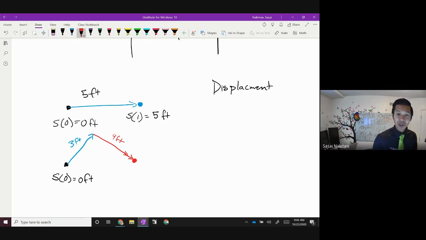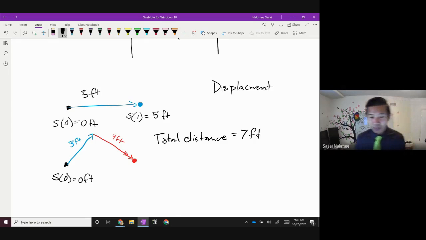This person, here's the thing. How far has this person traveled? Can you tell me the total distance this person traveled? 7 feet. Good. No trick questions here. Total distance traveled is 7 feet. But you've got to be careful with these questions. They'll ask you things like this, and you'll know what the total distance is, or sometimes you will have to do a little more work to calculate it. But make sure you understand that the displacement right here is not 7 feet.